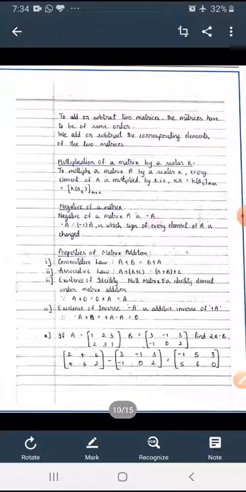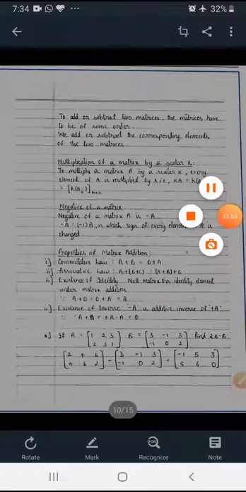Okay. So the multiplication of matrices we will see in the next video. First, let us complete this part of the introduction.